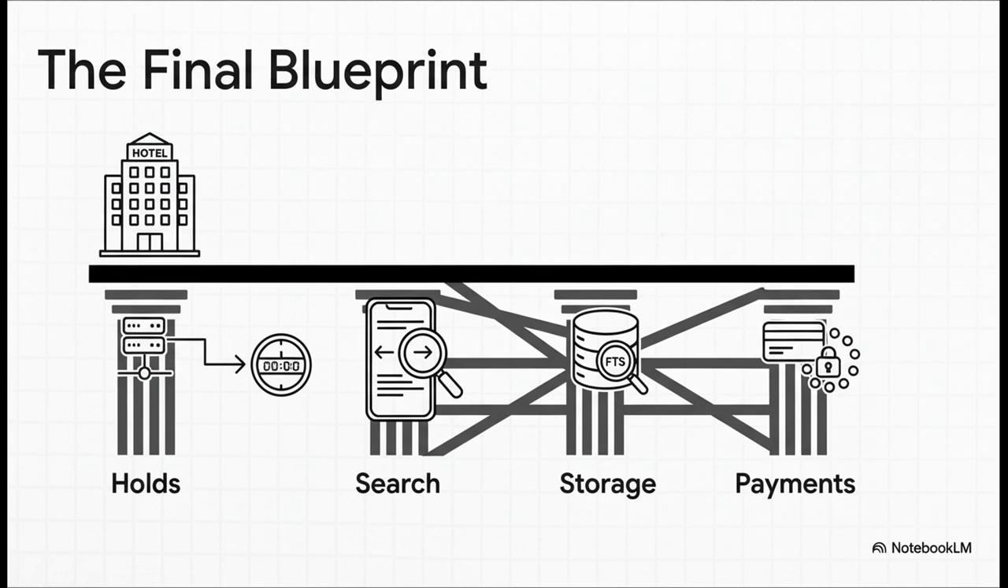1. For reservation holds, the backend timestamp is the single source of truth, no exceptions. 2. For autocomplete search, we use a hybrid approach to get that perfect balance of speed and freshness. 3. For storing that data locally, we're using a solid SQLite database with full-text search capabilities to make it fast. And 4. For payments, we integrate directly with a third-party PSP on the client side. That's how we get maximum security. These are the pillars that make the whole thing work.